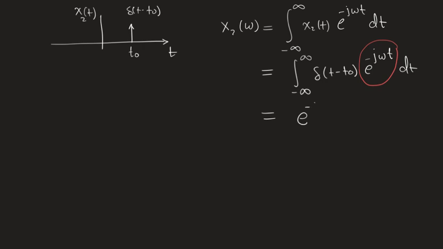e to the minus j omega, evaluated at the location, t naught. Yeah, it's directly t naught.